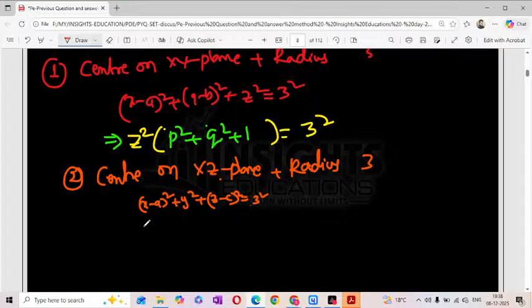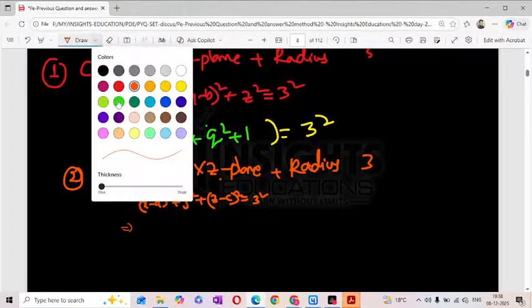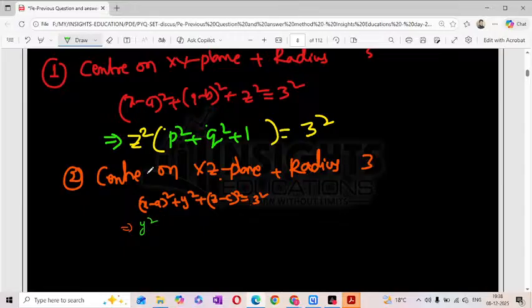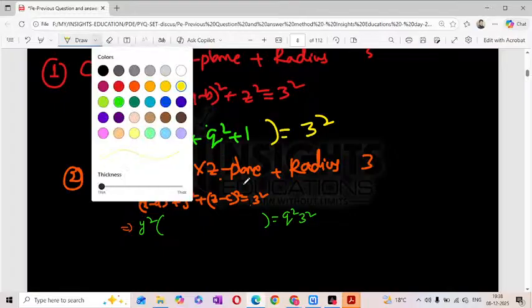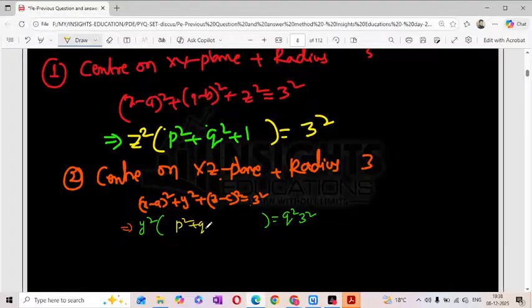Then the equation is: the previous one z square, here y square, and for the next, the shortcut y square, because the previous one was xy, so without z; here it is xz, so without y. And it is equal to q square into 3 square, and inside you just have to write p square plus q square plus 1 only.